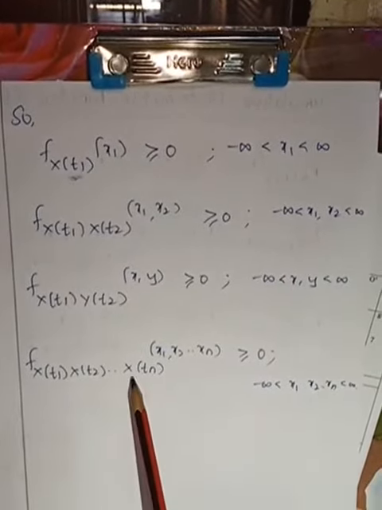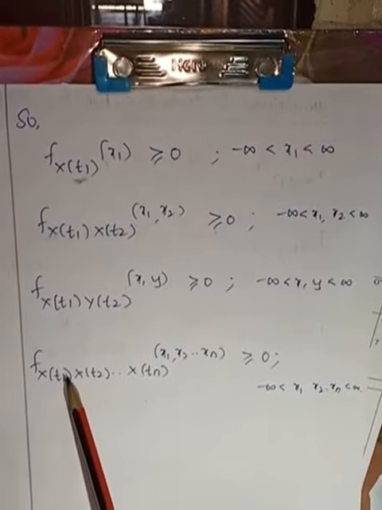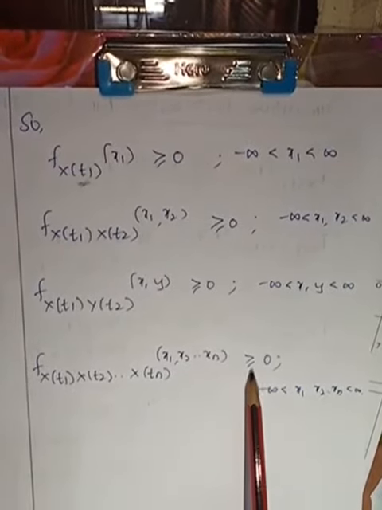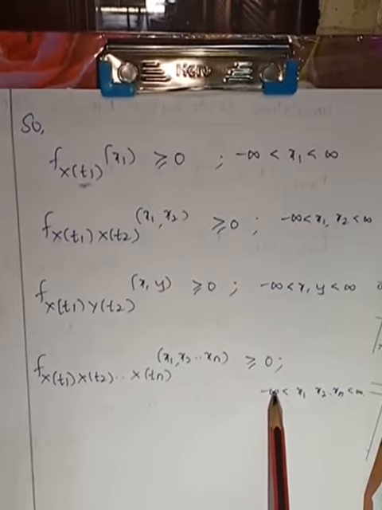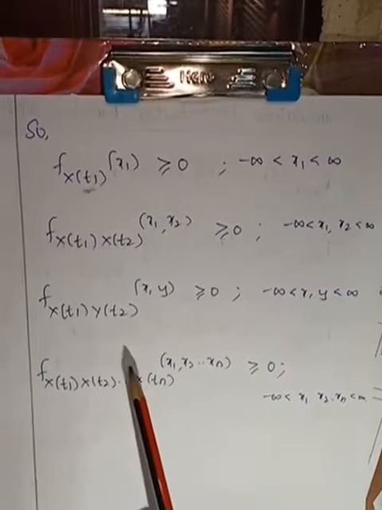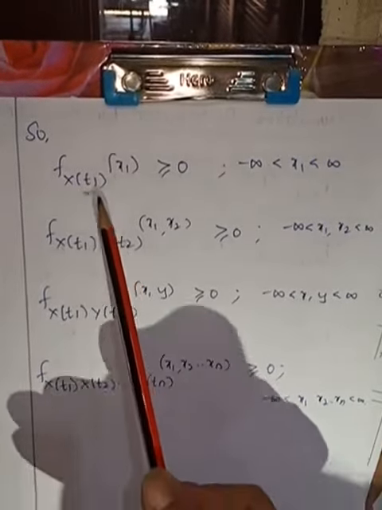Here this is n random processes. So fX(t1, t2, ..., tn) is always greater than or equal to 0. This also we have studied in the second module. Only thing is we have to add t1, t2, up to tn. That's it.